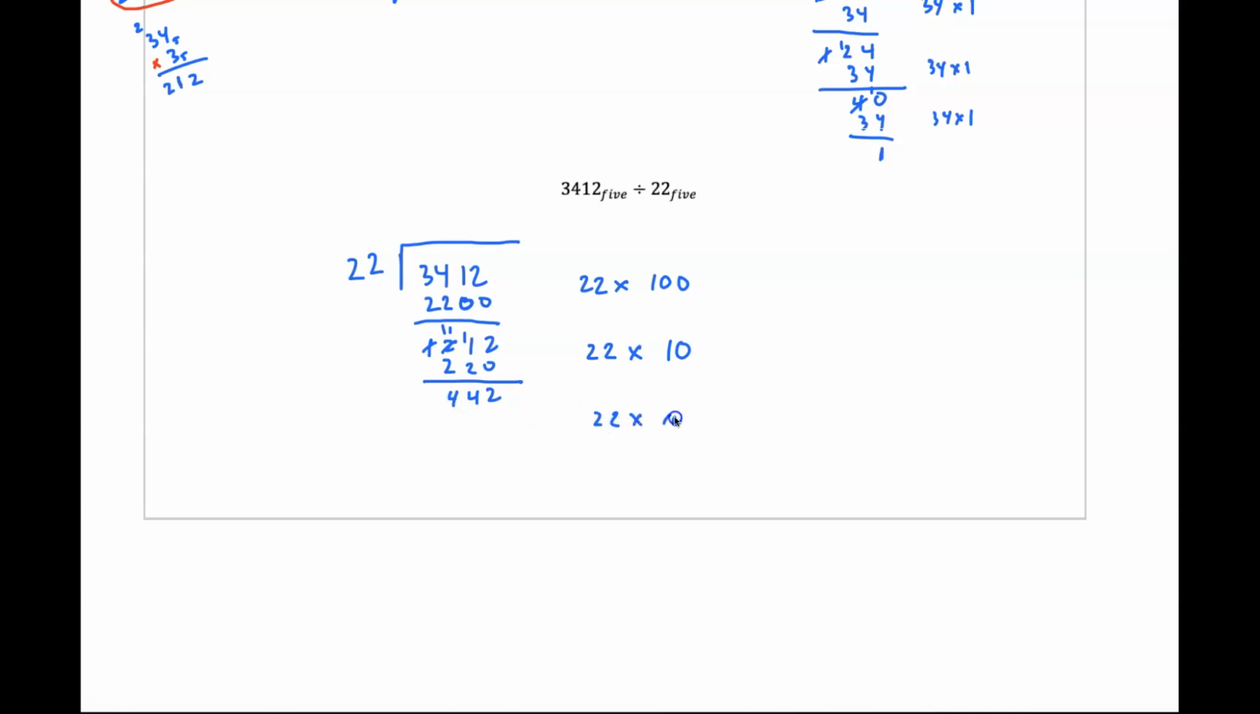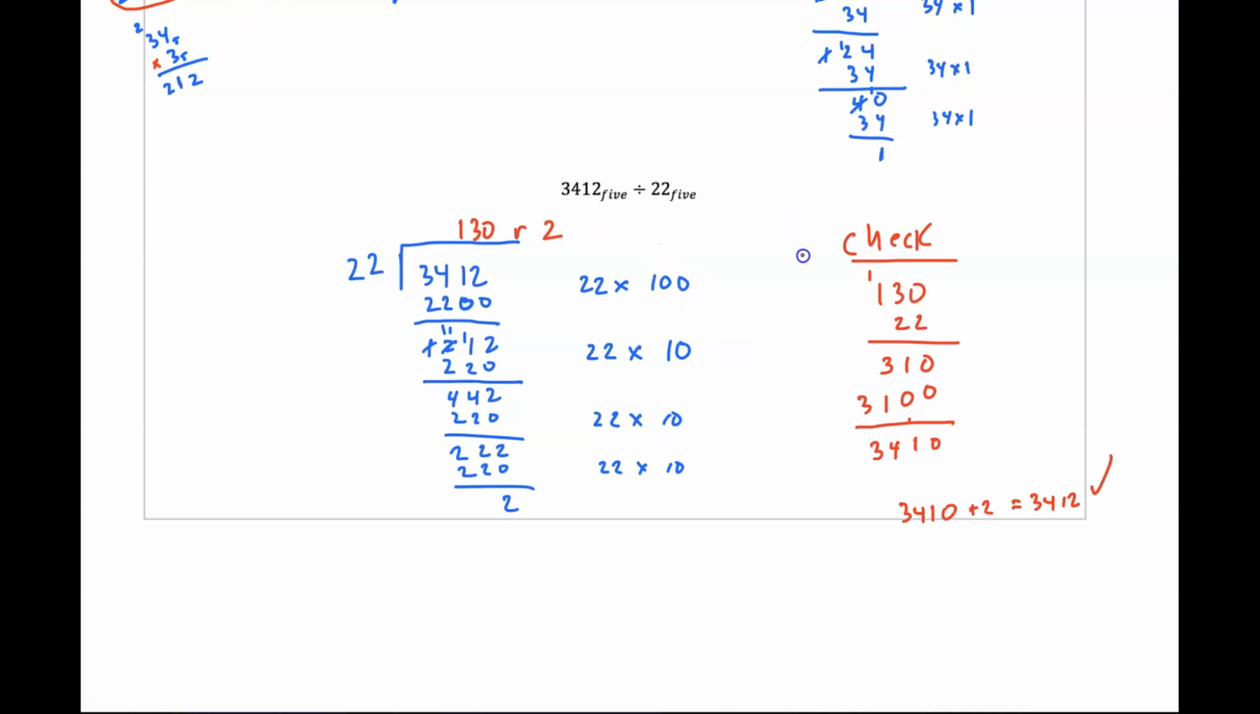I know it goes in at least 1 0 times, so that would be 2, 2, 0. I'm going to do that again. There we go. 2, 2, 0. And so then you have that. So now I have my answer here. So this is 1, 3, 0, remainder 2.